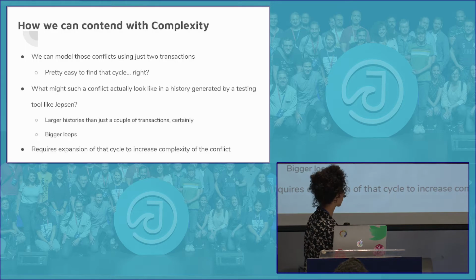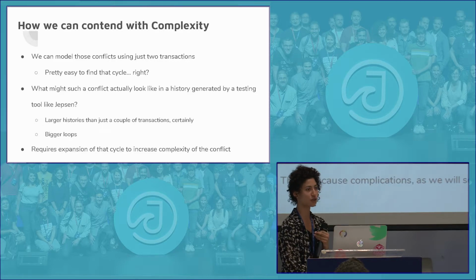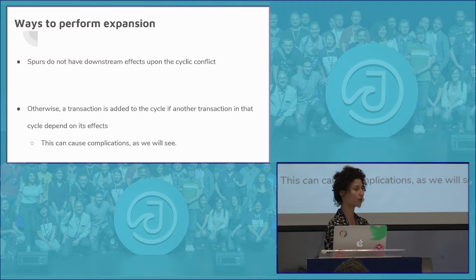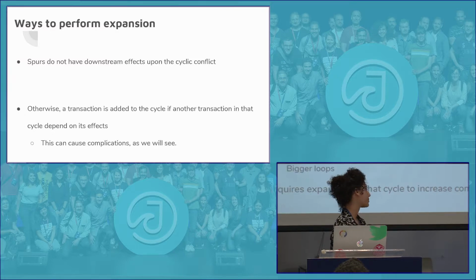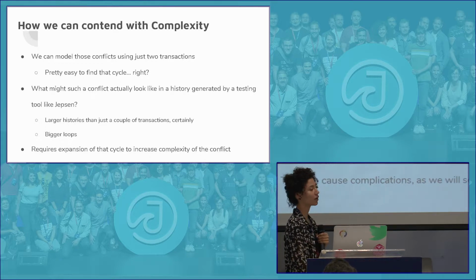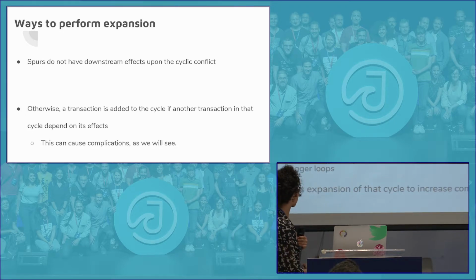We're going to see that expansion is actually very difficult. We can model a lot of these problems with just two transactions, which is nice, but is ultimately not realistic. It's not what we end up seeing in practice. And when we perform an expansion to try to make our histories look like what is output by a distributed testing tool like Jepsen, the output of your systems, we can cause a lot of complications.